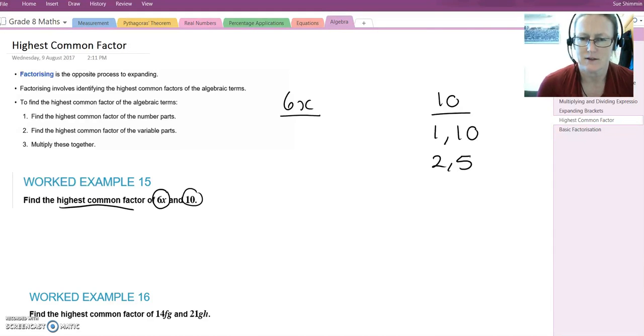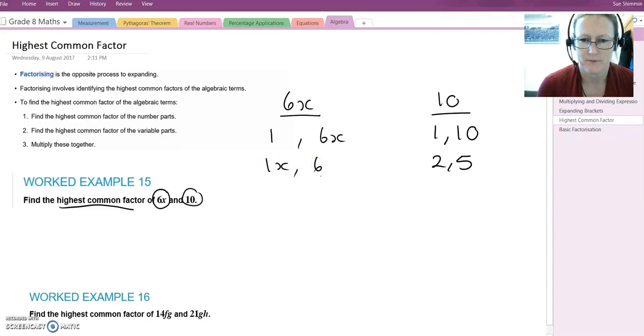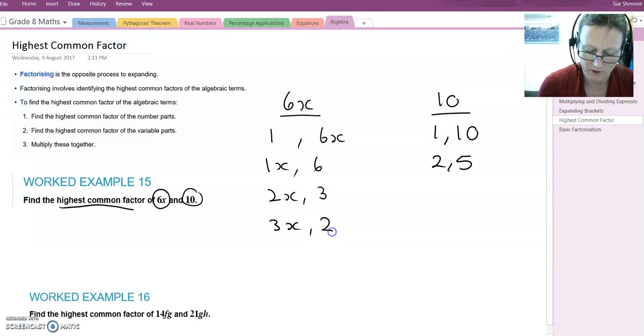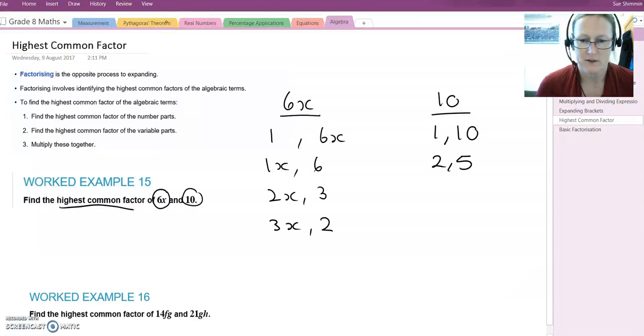Factors of 6x, so we need to think what two things multiply together to give us 6x. Well, if we multiply 1 times by 6x, that gives us 6x. But so does if we have 1x and we multiply that by 6. We can multiply 2x by 3 and that will give us 6x. And we can multiply 3x by 2 and that will give us 6x. So what we've done is we have listed the factors of those terms.